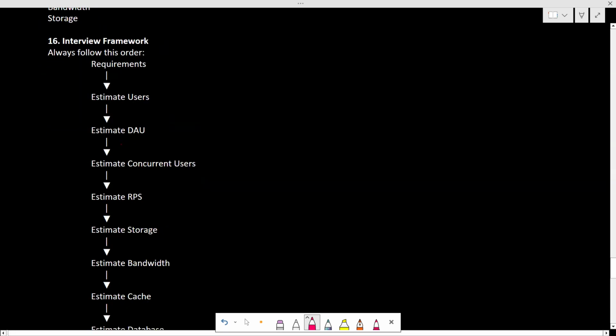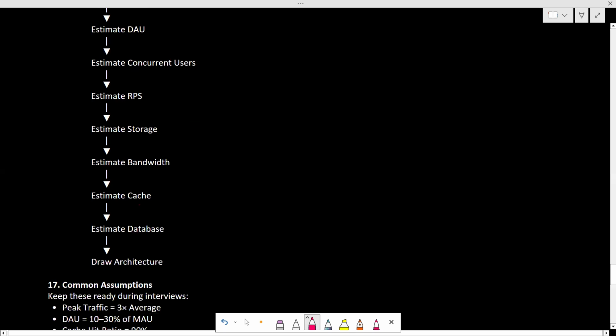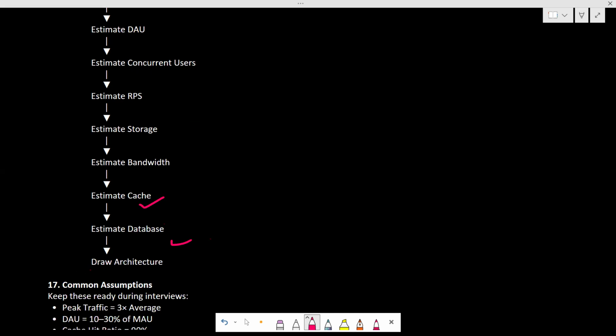During interviews, always follow this structured approach. First understand the requirements, estimate the number of users, calculate daily active users, estimate concurrent users, calculate requests per second, estimate storage, estimate bandwidth, estimate cache, estimate database, and after that, finally, you need to draw the architecture. So after estimating all these things, the architecture drawing step will come up.